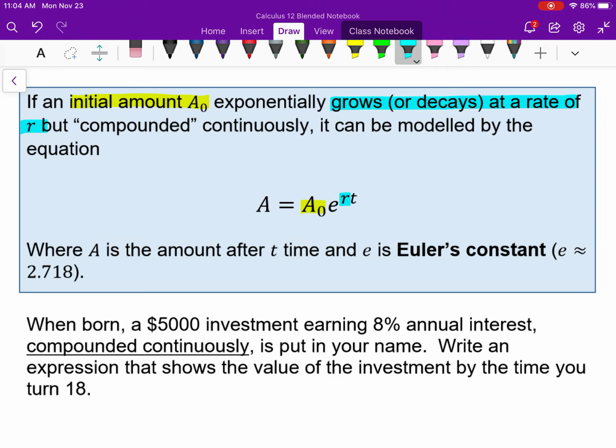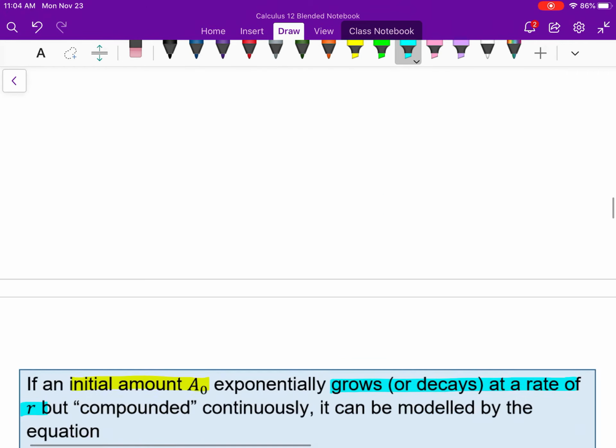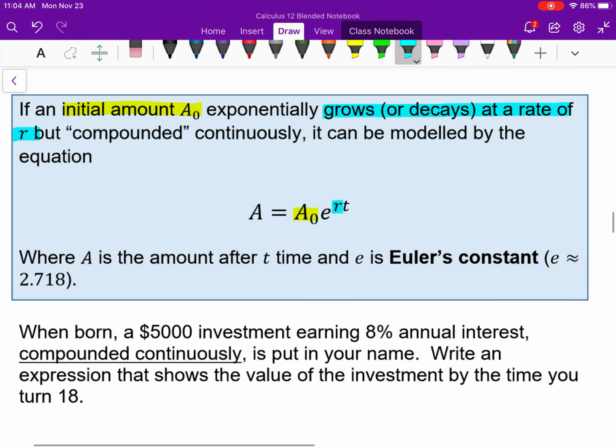Because a rate of growth should always have some sort of time frame attached to it. For example, in my previous examples, we had 8% annual interest. That means per year, and so the time frame would be in years. But there's no rule saying percents have to be per year. If you understand your growth rate, there should be some sort of time frame to it. And again, E is Euler's constant. E is approximately 2.718, but it's exactly E. So we don't really ever use 2.718. It's approximately that, but it's exactly E.